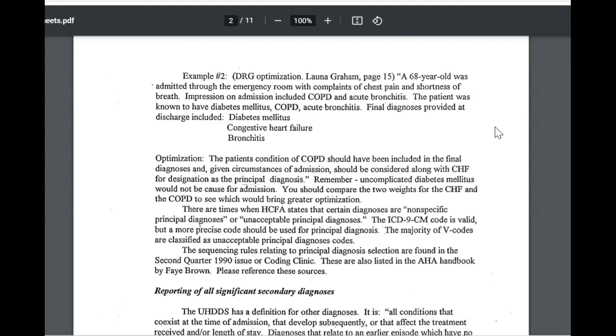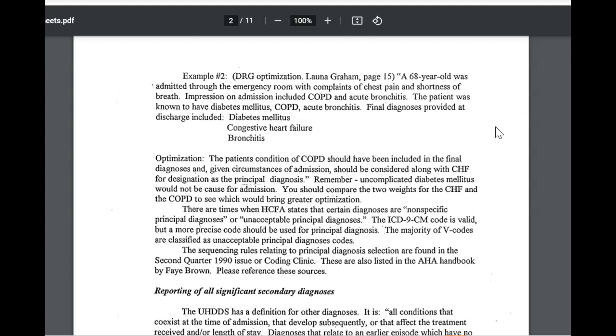If you have two diagnoses that both meet the criteria to be principal diagnosis, you can select whichever one is going to optimize or bring more money into the facility. That is not fraudulent if they both meet that definition of principal diagnosis.